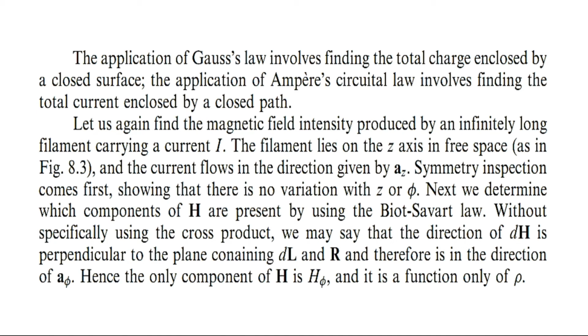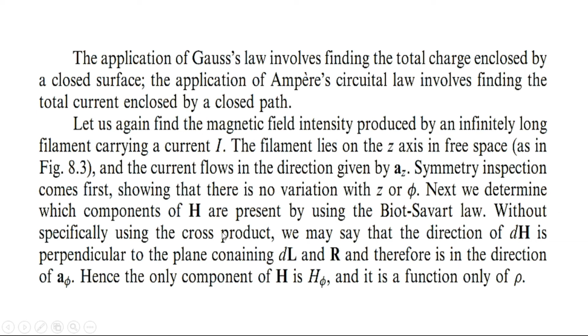But the magnetic field strength was not depending upon the z coordinate or the phi coordinate. If we move along the z coordinate, there is no change in the magnetic field intensity. If we move along the phi coordinate, there was no change in the magnetic field intensity. Similarly, if we move along the rho coordinate, there were changes in the magnetic field intensity. So there is no variation with z or phi. Next, we determine which components of H are present by using the Biot-Savart law. So only the phi component was present.